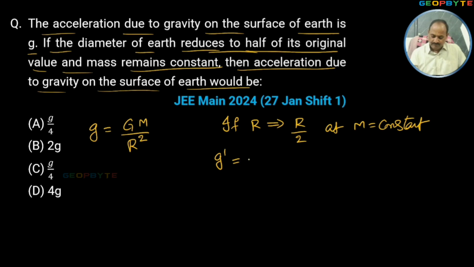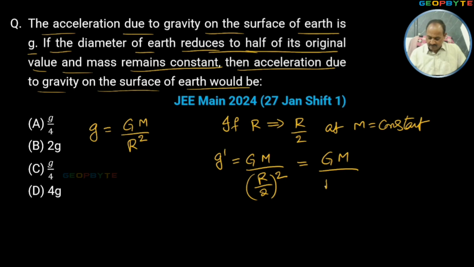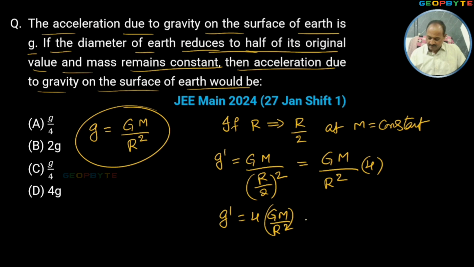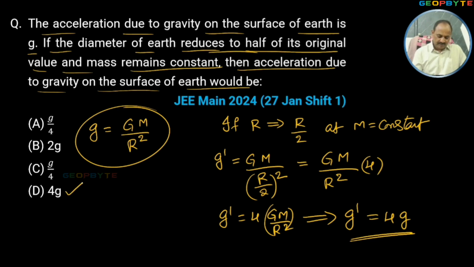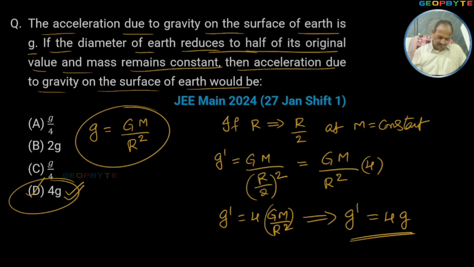g dash equal to GM by R by 2 whole square. It is equal to GM by R square, and this 4 goes up, right? g dash equal to 4 times GM by R square, but GM by R square equal to g only. Therefore, the new acceleration due to gravity is 4 times the acceleration due to gravity on the surface of the earth. Look at option D. Option D is absolutely correct. Understood clearly? Yes. Similarly, let us take another important problem.